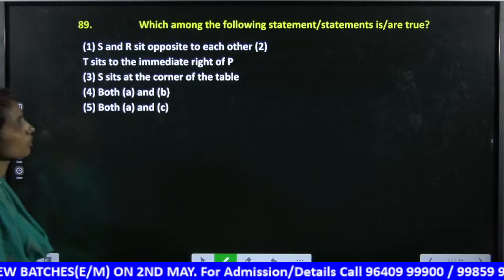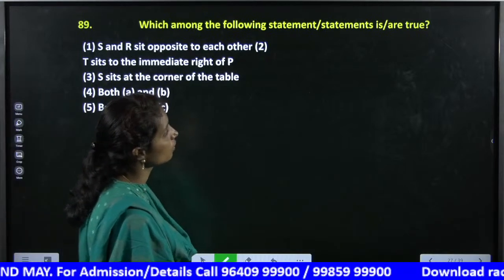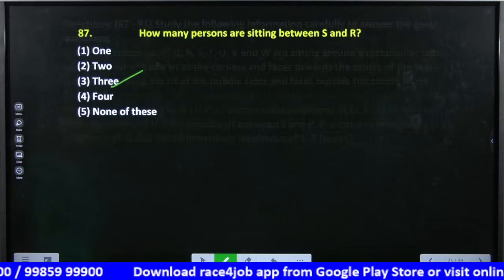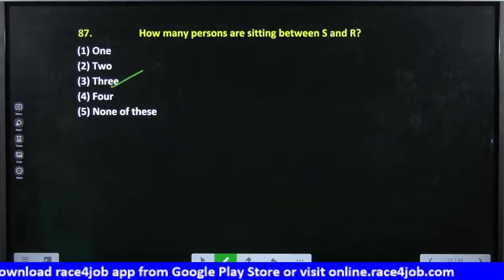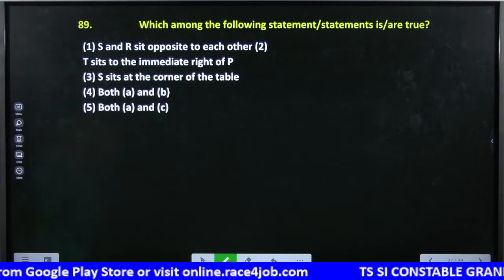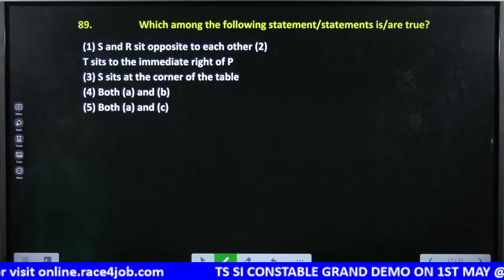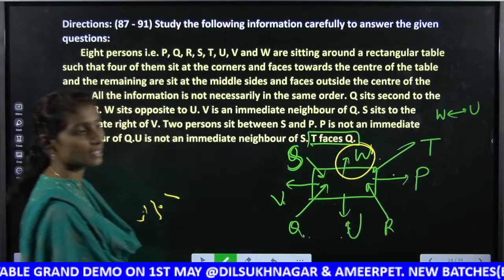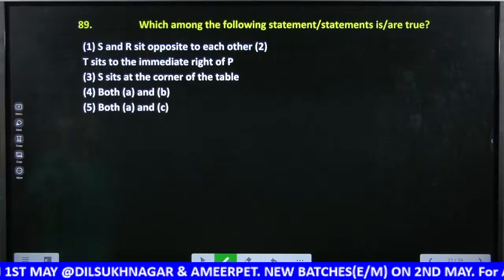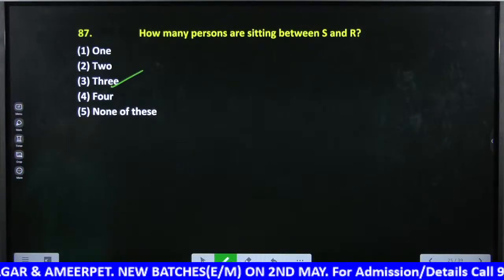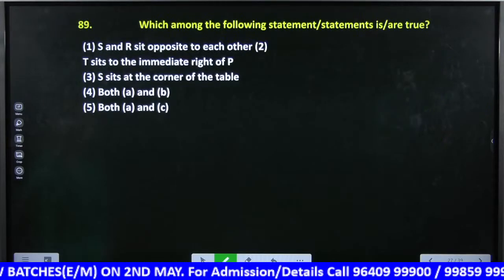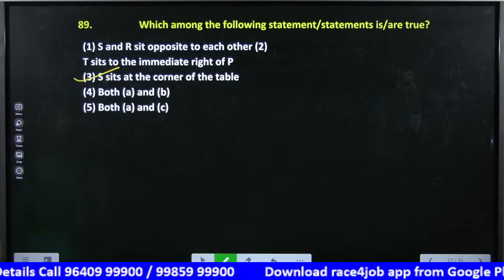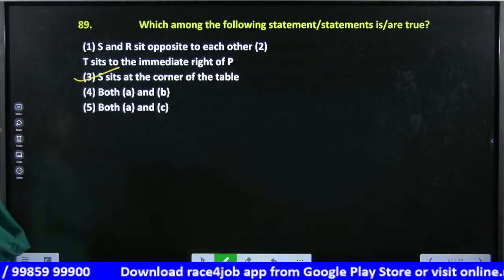Next. Which among the following statements is true? S and R sit opposite to each other? No. They face each other. T sits to the immediate right of P. No, P is on the left side. S sits at the corner of the table. Yes, S sits at the corner of the table. It is option 3.